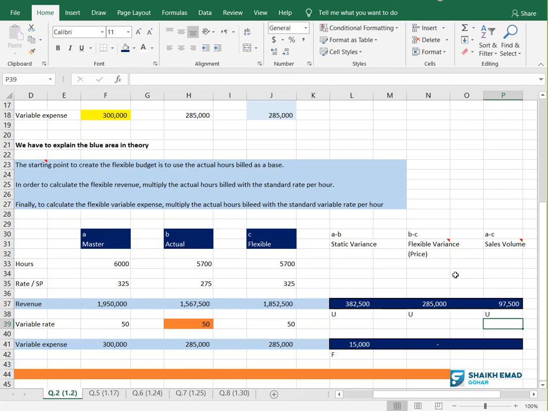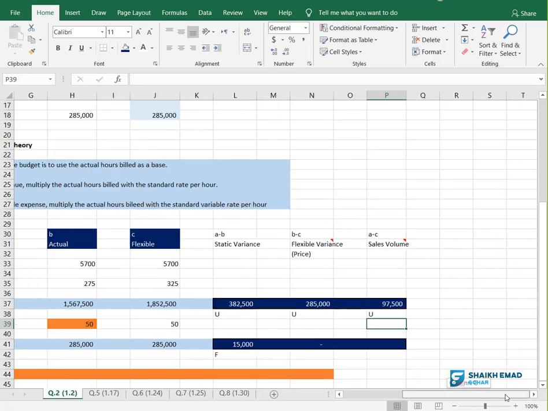So I will say that 97,500 is due to billing less hours. See, I have written here a comment for you. We have billed less hours, and this is the loss we made due to billing less hours. Now see, can you assign the responsibility or not? Now you can assign the responsibility.